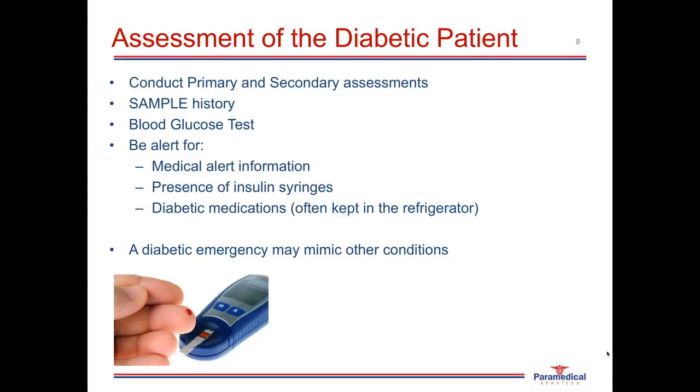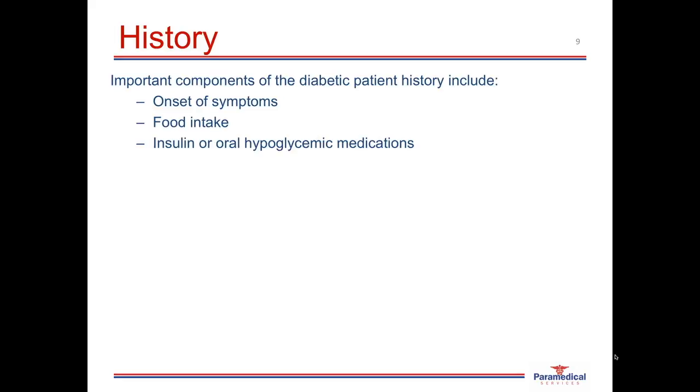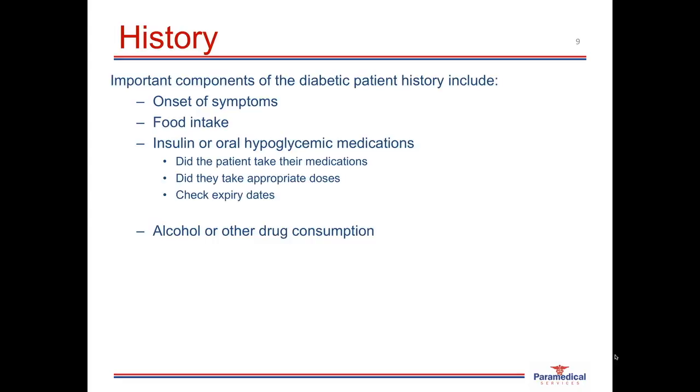A diabetic emergency may mimic other conditions as well, so ensure that you're taking in the whole clinical picture of the patient and getting a really thorough SAMPLE history and asking further history questions to differentiate between the different disorders. Important components of a diabetic patient's history include onset of symptoms, food intake for the day, insulin or oral hypoglycemic medications. We need to ask, did the patient take their medications today? Did they take appropriate doses? Check the expiry dates. Ask about alcohol or drug consumption because this can alter a blood glucose level.